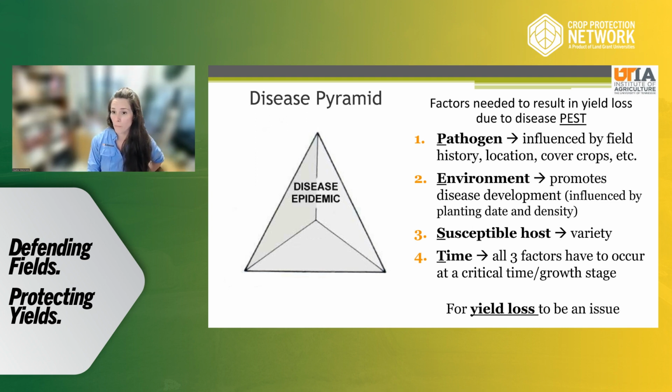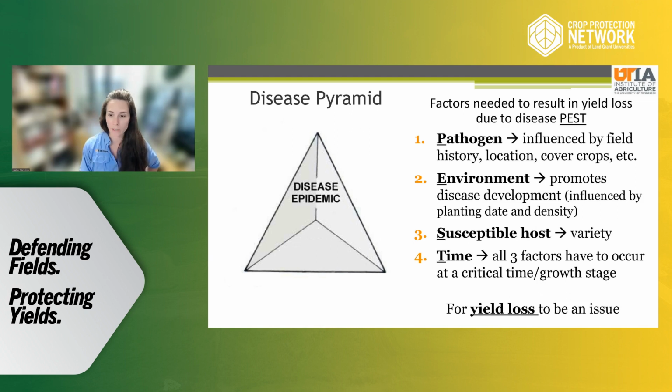P is for pathogen, the pest. You need to identify the pathogen of the disease you're looking at. That's what this talk mainly focuses on: how to identify those different diseases. That pathogen is going to be influenced by your field history, again, cropping rotation, your location, if you're using cover crops, etc. Next, you have to have the right environment to promote infection as well as disease development. While we can't control the environment, we can control our planting date, density, and fertility, those things that can influence the environment for disease development.